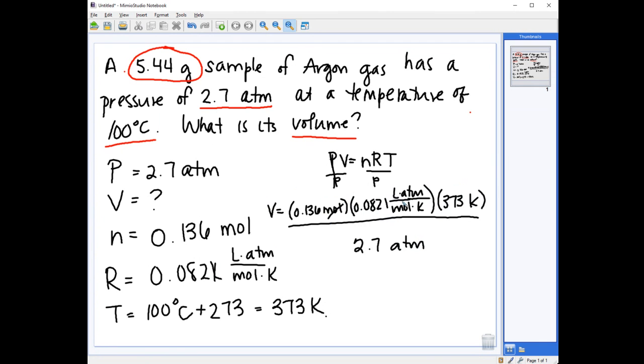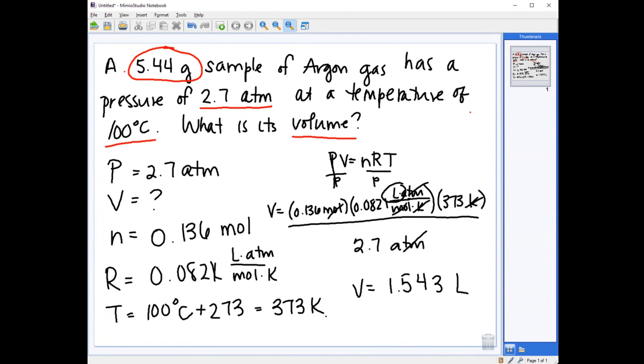So now I can cancel out moles, I can cancel out Kelvin, I can cancel out atmosphere. I'm left with liter, which is my unit for volume, so I know that that's what I've got to have. So now I'm going to do the math. We'll say 0.136 times 0.0821 times 373, and I'm going to divide that by 2.7, and I get a volume of 1.543 liters.